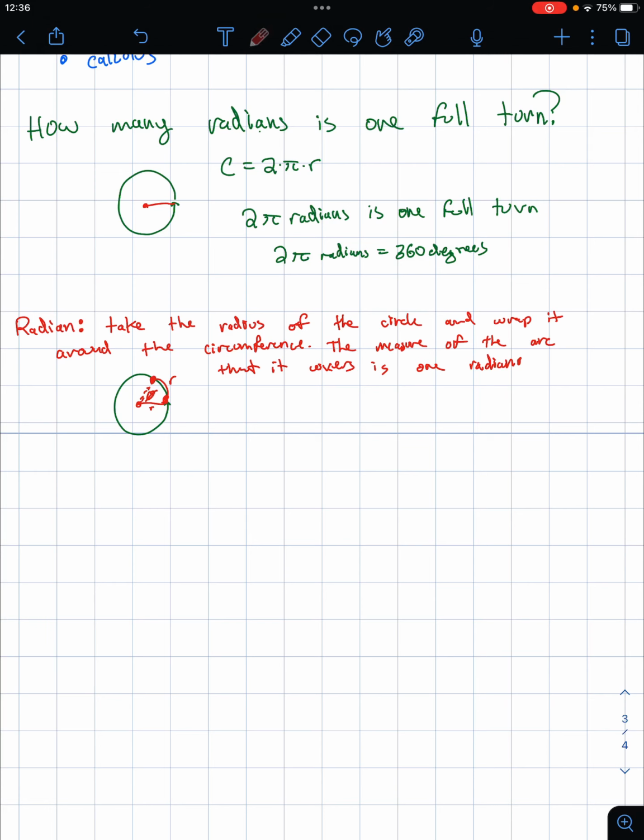Now, we said there were 2 pi radians makes 1 full turn. Okay, well, how much is 2 pi? 2 times pi is about 3.14, right? So if I multiply these two, there are about 6.28-ish radians in 1 full turn.